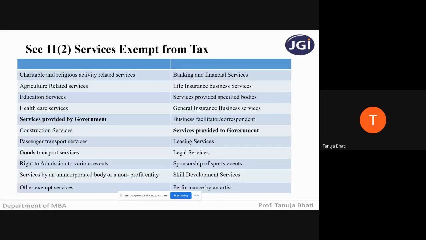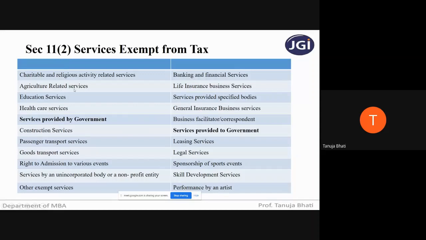Next, section 11 subsection 2, let us understand the services that are exempt from tax. So there are 90 services that are exempt from tax, but out of 90 I have just picked the important ones which are exempt from tax. So there are charitable and religious activity related services. When any service is relating to charitable and religious purposes, those are exempt from tax and no GST will be levied on such services.